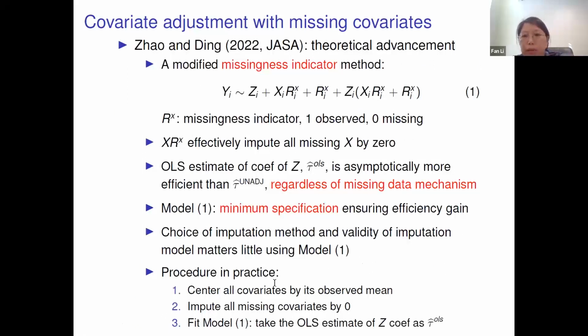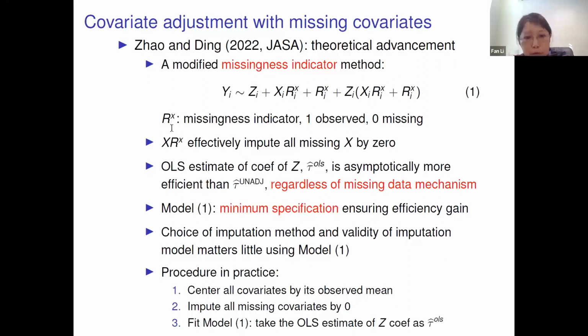Until last year, the paper I would call a very important theoretical advancement was by Zhao and Ding in the JASA paper, again, it's in press. They basically solved the problem theoretically. They did a lot of theory, which I'm going to summarize here. What they did is they proposed a modified missing indicator method.